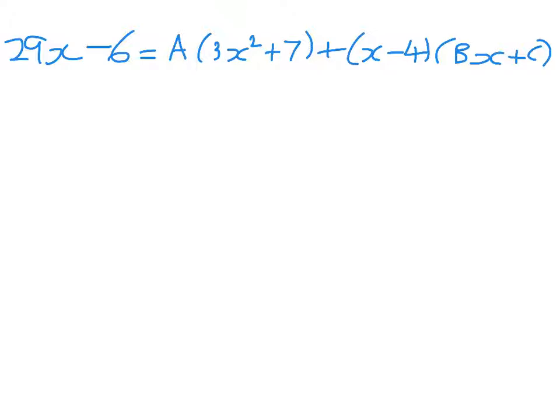Now the next step. We've figured out a, so a is 2, but we can't go any further with substitution because there's no x value that will make my quadratic factor equal to 0. Well, not when I'm working with real numbers anyway. So I've gone as far as I can with substitution, so we're going to start to equate coefficients.